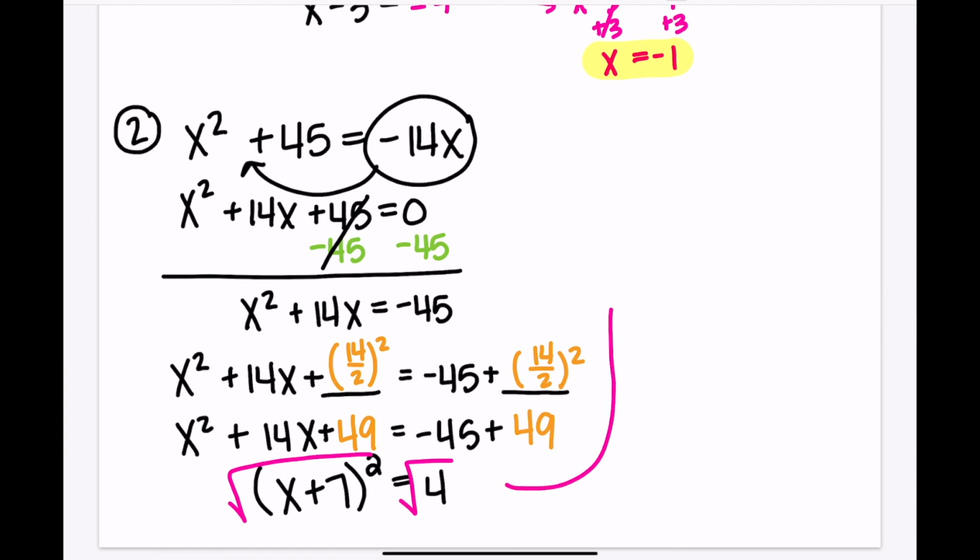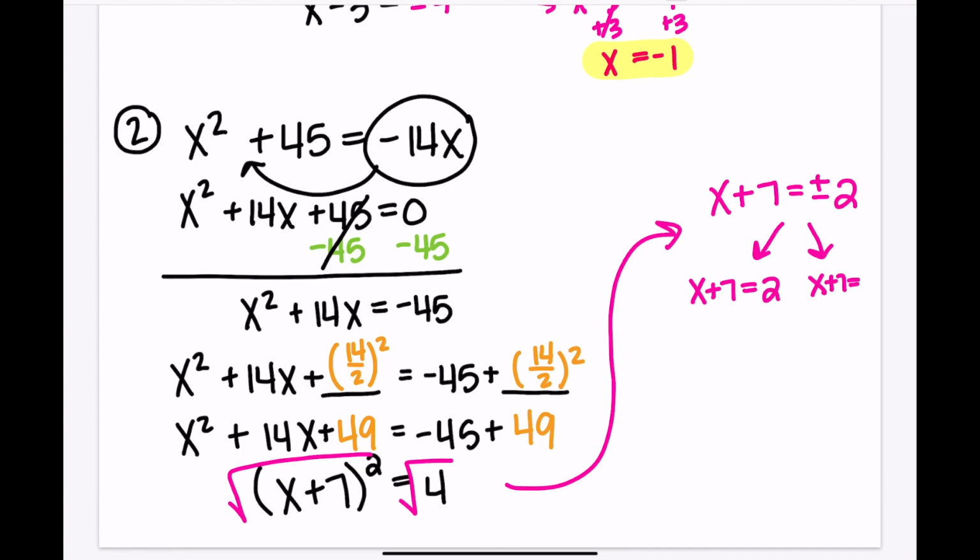I'm going to come up here, save a little room. So we have x plus 7 equals positive 4 or negative, not 4, 2. The square root of 4 is positive or negative 2. So now to solve this, our two solutions are going to be x plus 7 equals positive 2, x plus 7 equals negative 2, and I'm running out of space. Let's move these over. X plus 7 equals negative 2.